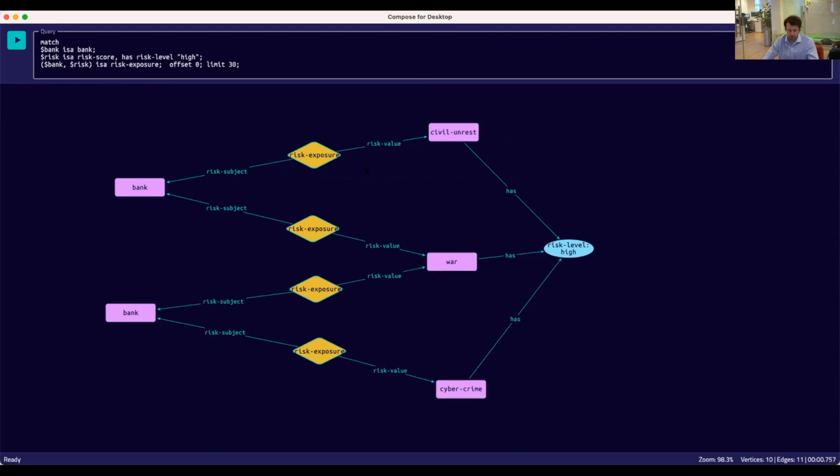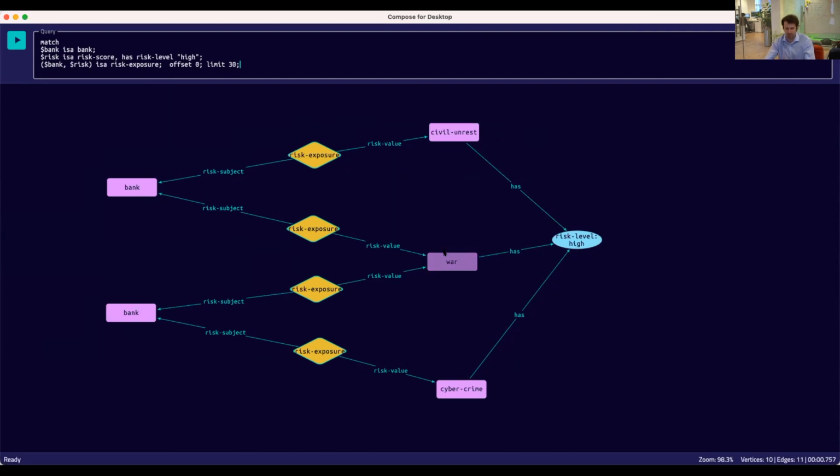And the result that we see is basically there's a bank that's exposed to the civil unrest score. There's another bank, the same bank is also exposed to this war score. And similarly, this other bank is exposed to both the war score and the cybercrime score. All of those risk scores are connected to this particular risk level, which is a high risk level.